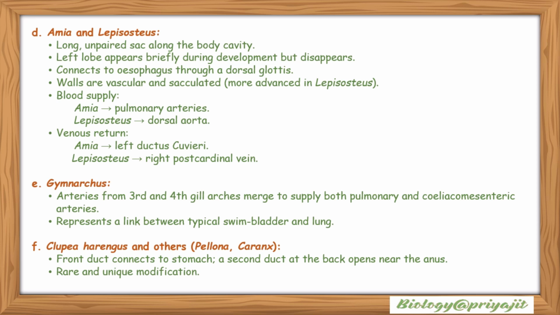Blood supply in case of Amia is by pulmonary arteries. In case of Lepisosteus, the dorsal artery supplies the blood. The left ductus cuvieri sends blood into the vein. In Lepisosteus, it is the right postcardinal vein. In Gymnarchus, arteries from the third and fourth gill arch merge to supply both pulmonary and coeliaco-mesenteric arteries. It represents a link between the typical swim bladder and lung in case of Gymnarchus.